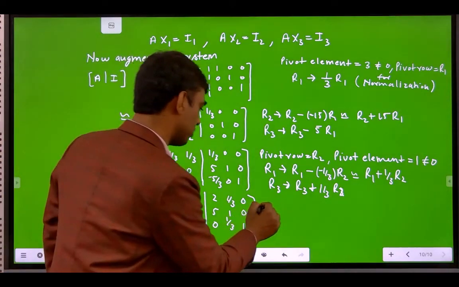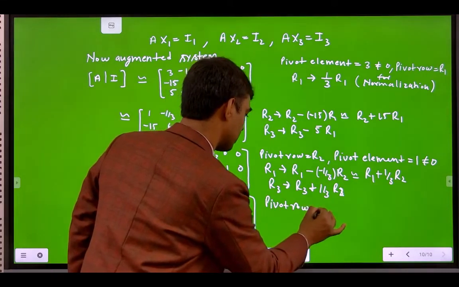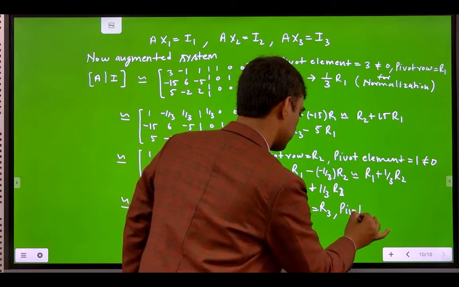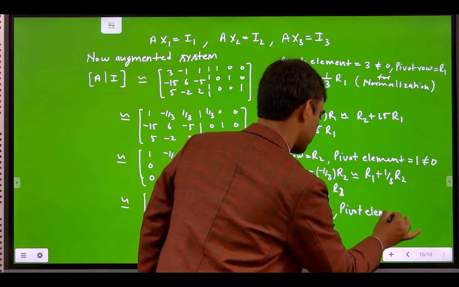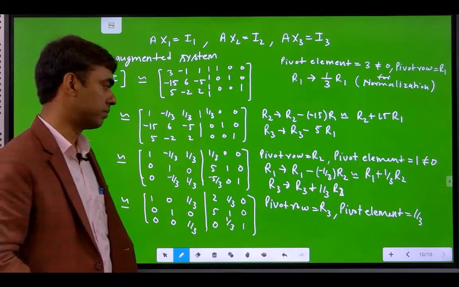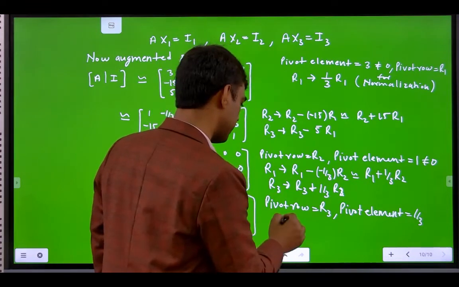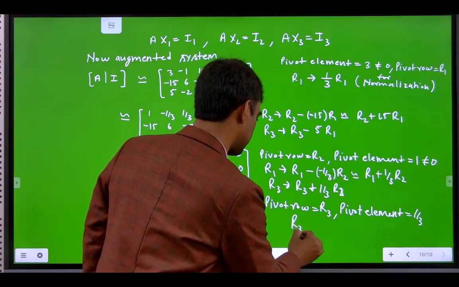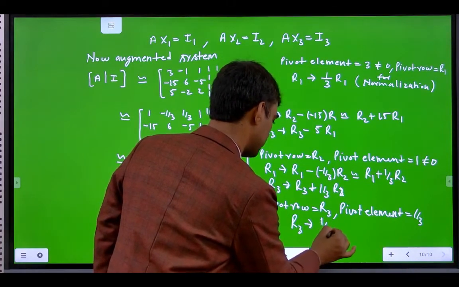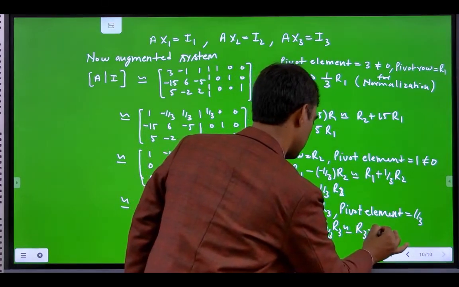Now what is the pivot row here? Now the pivot row becomes the third row, R3. Now what is the pivot element here? The pivot element is 1 by 3. Now, if the pivot element is 1 by 3, then we perform the normalization. R3 tends to 1 upon the pivot element 1 by 3 times R3, or equivalently you may say R3 tends to 3 R3.